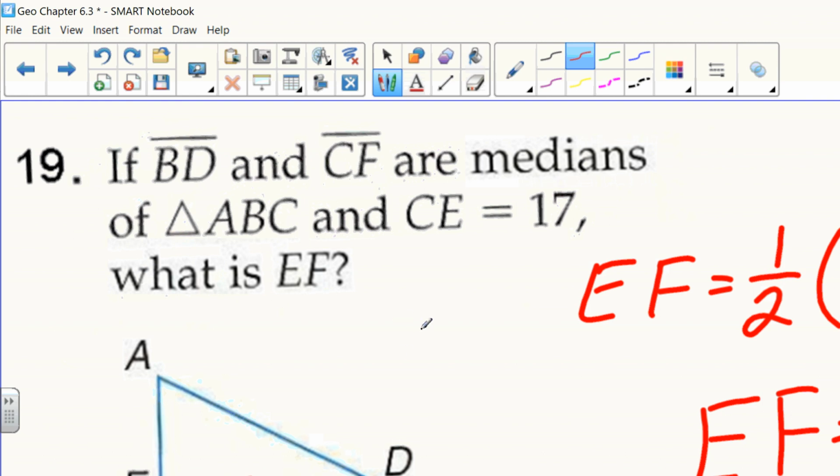What would FC be? We'd take 8.5 and add it to 17. So we'd have 0.5, 8 and 7 would be 15, and the 1, so 25.5. That's it. Questions on this here? Okay. Let's look at the next one.